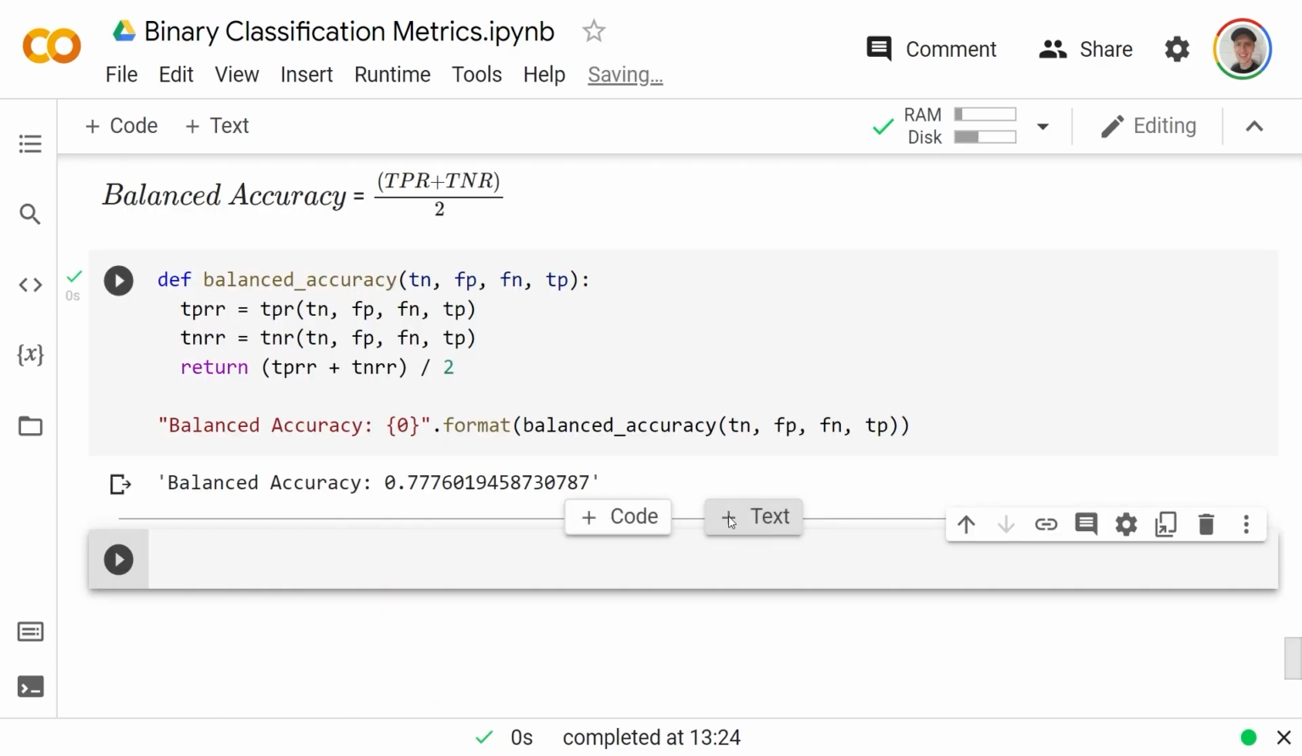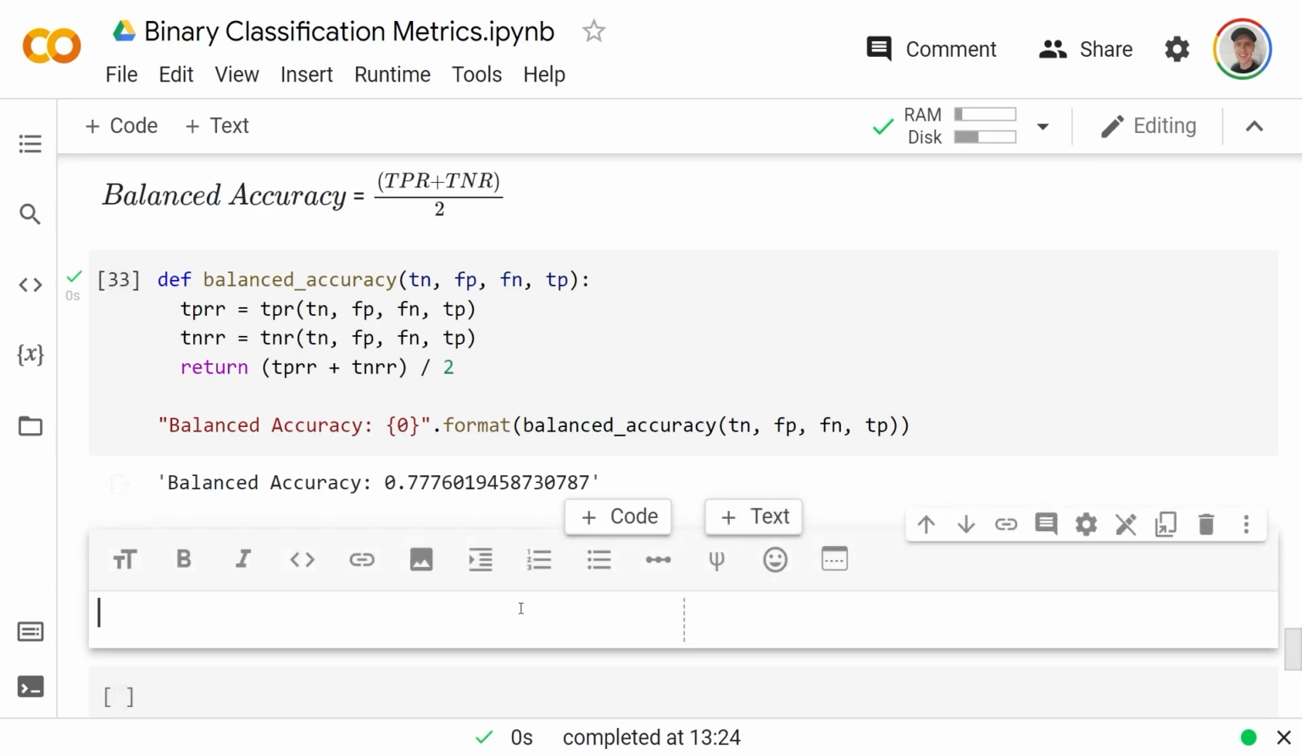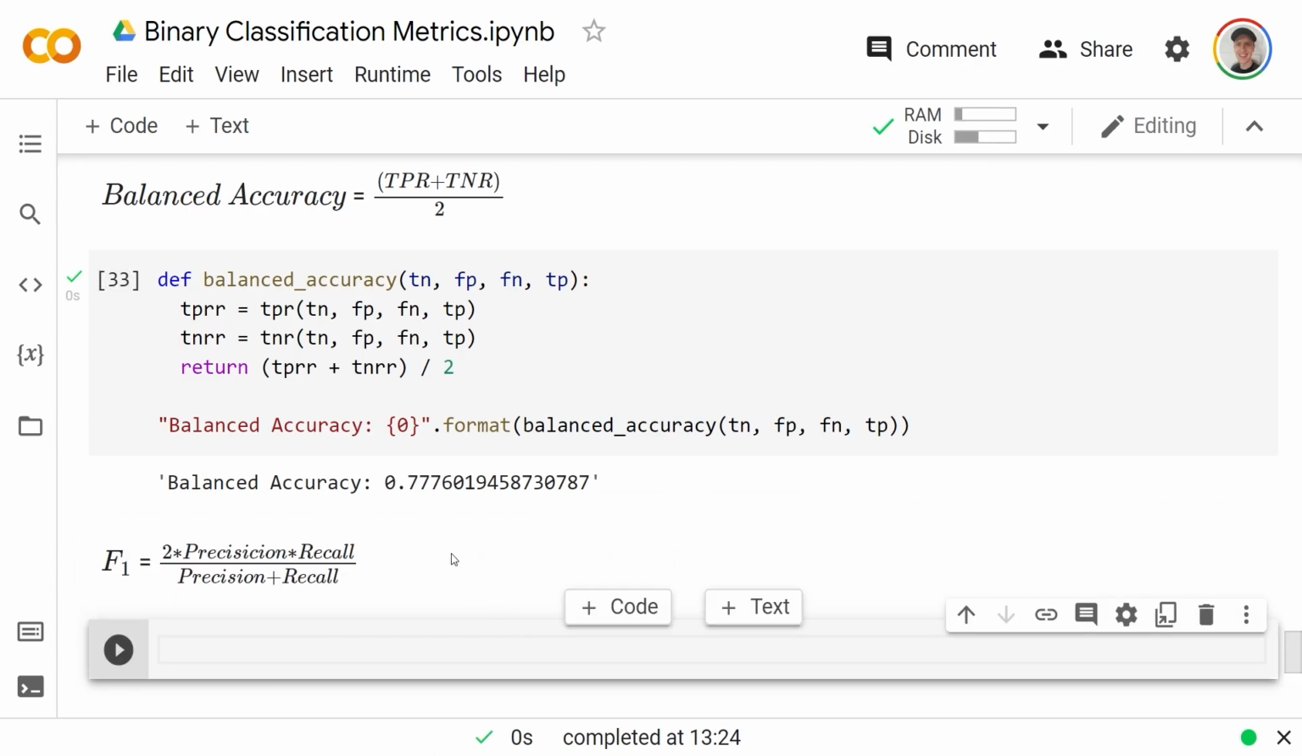Another metric that's more commonly seen than balanced accuracy but serves a pretty similar purpose is called the F1 score, and it looks slightly more complicated. It's 2 times precision times recall divided by precision plus recall, but it's actually still a number between 0 and 1, where 0 means we're not predicting very well at all, and 1 means we're predicting very, very well.